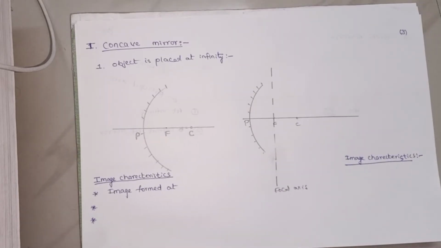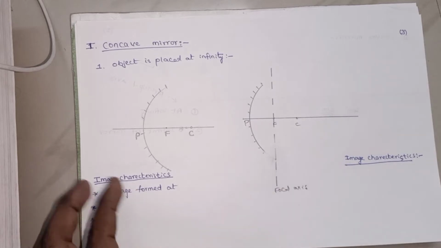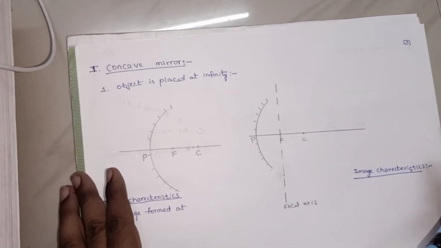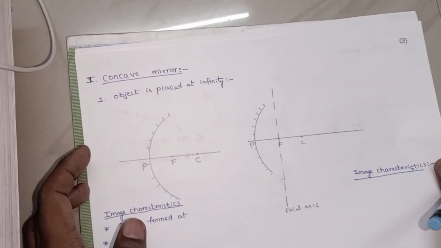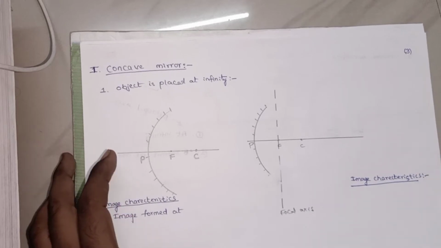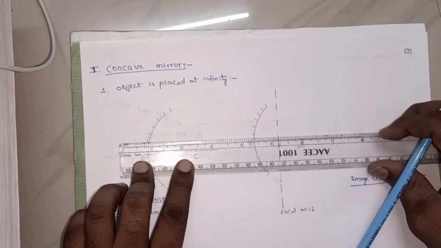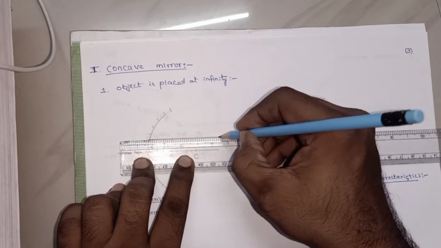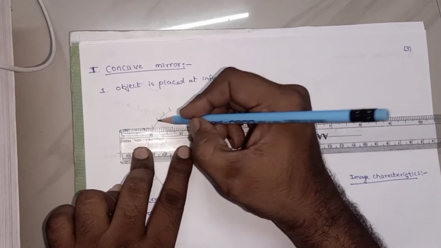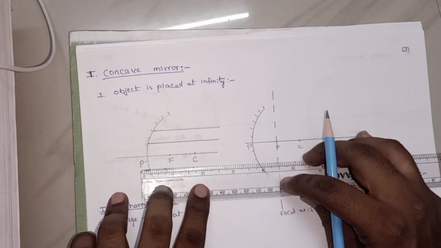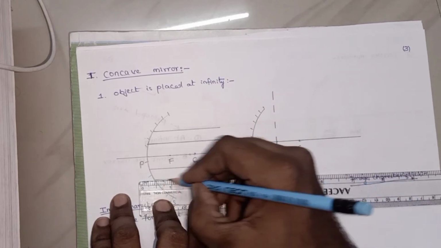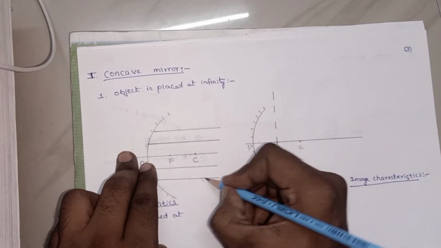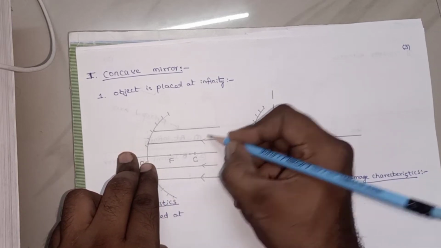So first, I had taken the object placed at infinity. In the previous video I told you that when the object is placed at infinity, the rays will be parallel to each other. So in the first assumption, I will consider all the rays parallel to the principal axis. Now all the incident rays are parallel to the principal axis. And while drawing the ray diagrams, don't forget to represent the incident ray direction. So this is the incident ray direction.